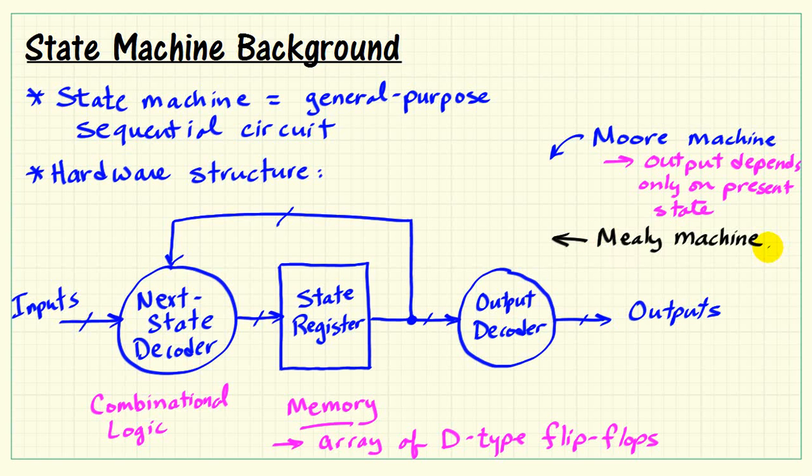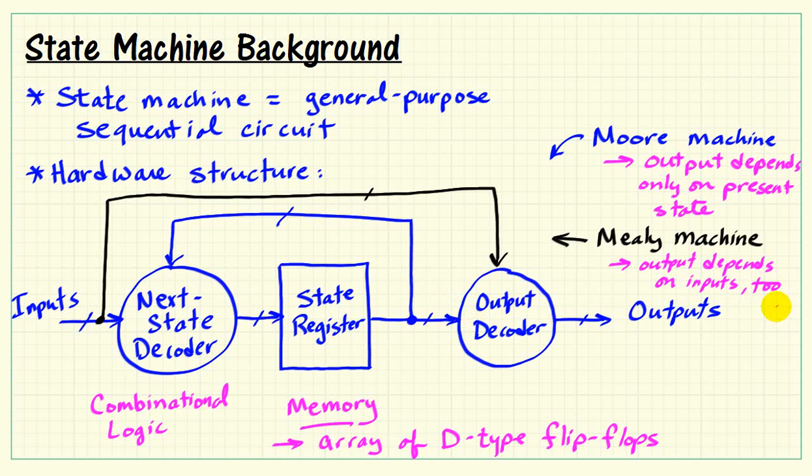If we add a slight modification, we get the so-called Mealy machine. If we send the inputs all the way to the output decoder, completely bypassing the memory element, then we see that the outputs can depend both on the present state as well as the external inputs. And again, this defines the difference between Mealy and Moore type machine.